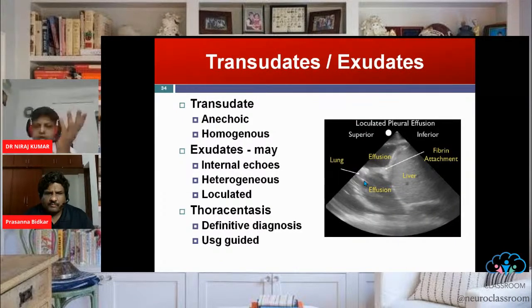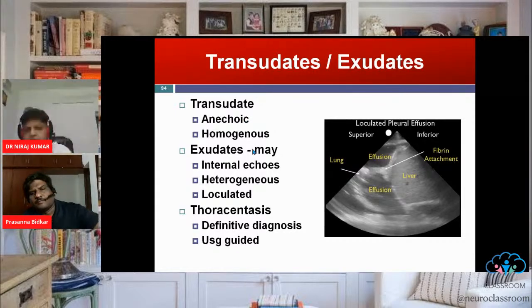Now, whether the fluid is exudate or transudate or hemorrhage, it is very difficult to establish. But there is some guidance also. If it is a transudate, this will always be anechoic in appearance, and this will always be homogeneous in appearance. But if it is exudate, it may have certain internal echoes within the fluid, or it may be heterogeneous in appearance, or it may be loculated like this or septate. So if you are getting some echoes or loculations, that indicates exudate. Otherwise, if it is uniformly anechoic, that indicates transudate.